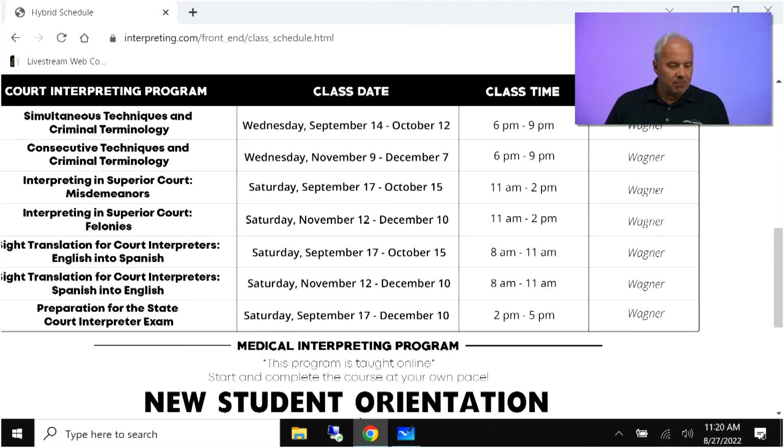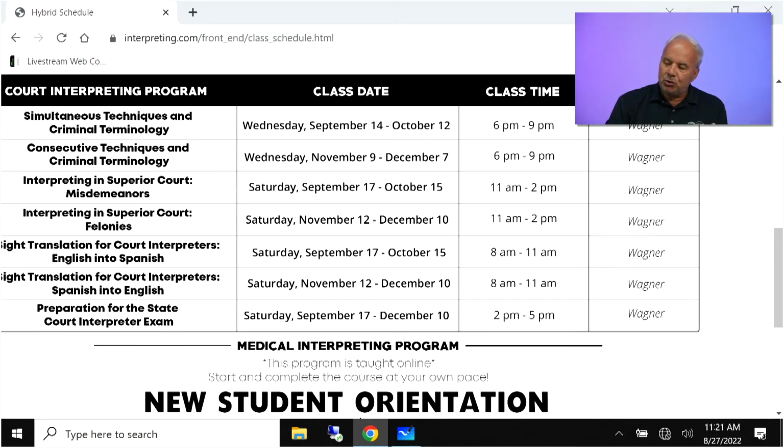You'll see that. Could I enroll in 2 different classes at the same time? Yes, after you complete the consecutive techniques, you may enroll in 2 different classes at the same time, but it will have to be misdemeanor and site translation. You cannot enroll in misdemeanor and felony, because for the felony, the prerequisite is that you have completed misdemeanor. But for site translation, the prerequisite is this course. For the next course, misdemeanor, the prerequisite is completing this course successfully. And for the site translation for court interpreters, English into Spanish, the prerequisite is also this course.